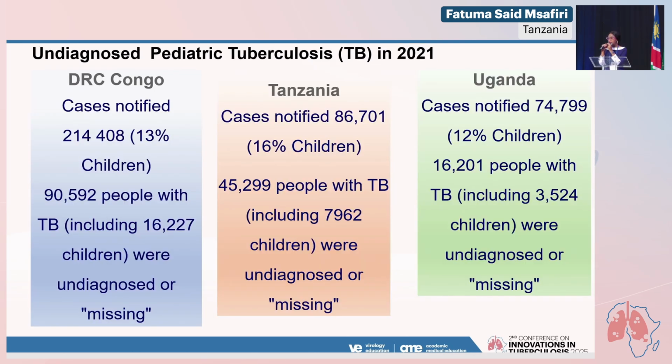As you can see, in 2021 there were a lot of cases notified in all the 3 countries, but we had a number of children who were not diagnosed. The leading country with the huge number of children not diagnosed was DR Congo, followed by Tanzania, and then Uganda.